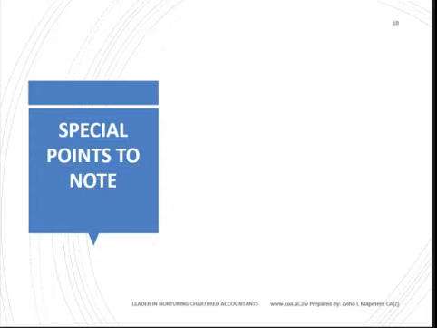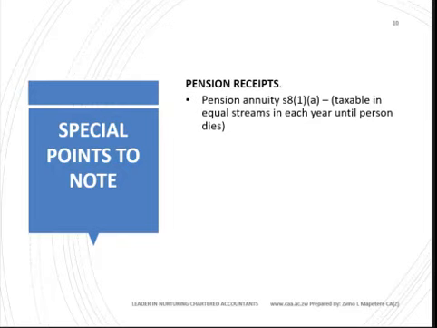Next, let's look at pension receipts. These are covered under Section 81A. Your pension receipts will include things like your pension annuities, which are taxable in equal streams in each year until the person dies. These are covered under Section 81A and are included under employment income, especially for those who have retired. That pension annuity is not trade investment, but employment income up to a certain amount, obviously excluding any capital that has been invested. Look at Section 81A and the definition of a pension annuity and what amounts are actually included.